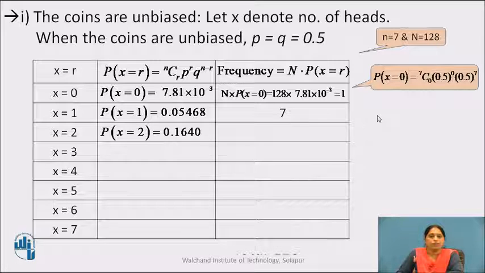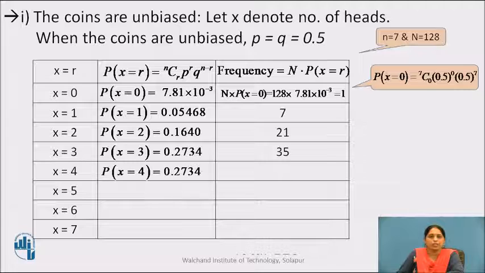Probability of x equals 2 is 0.1640 and related frequency is 21. Probability of x equals 3 is 0.2734 and related frequency is 35. The probability of x equals 4 is 0.2734 and related frequency is 35. Probability of x equals 5 is 0.1640 and the related frequency is 21.